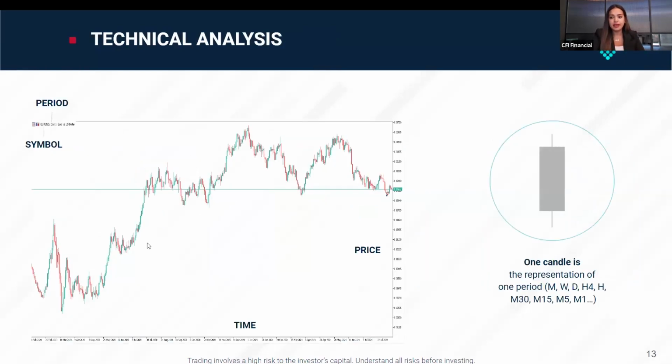So basically, when you open any chart, here you will see the period. For example, we have monthly time frame, weekly time frame, daily time frame, 4 hours, 1 hour, and 30 to 1 minute time frames. Here you will see the symbol, for example, Euro USD. Here on the right, you will see the prices, and here you will see the time.